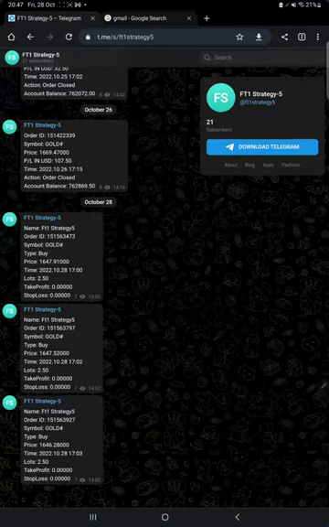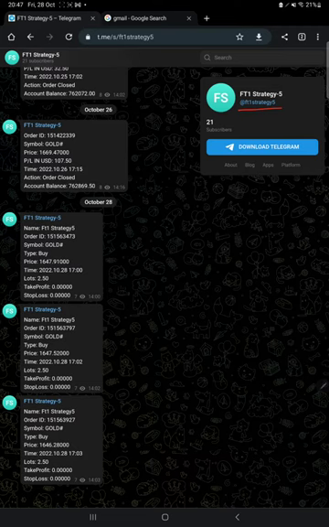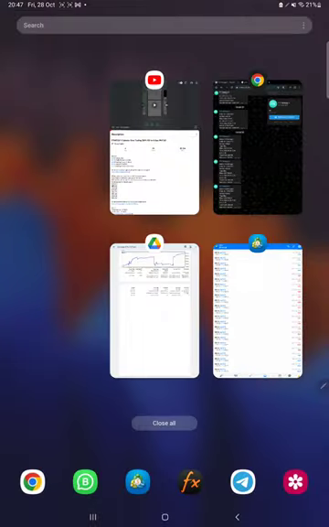Also, MT4 to Telegram is available, so by following the FT1 strategy 5 channel you can stay updated on each trade that we have taken and verify it with the order ID, at what price we have entered, and how much profit and loss we have booked.